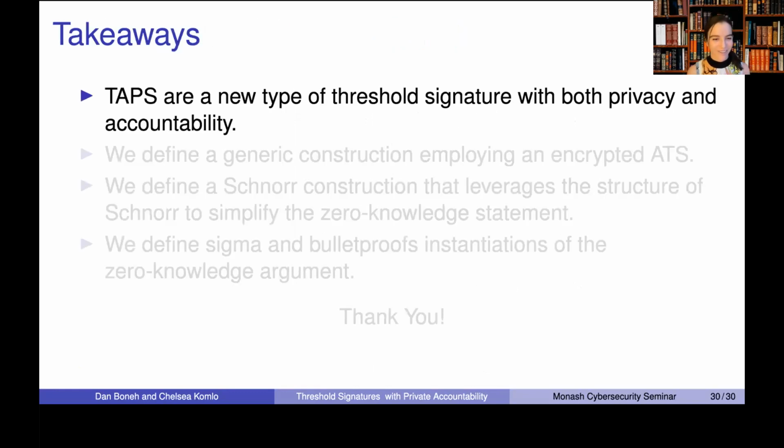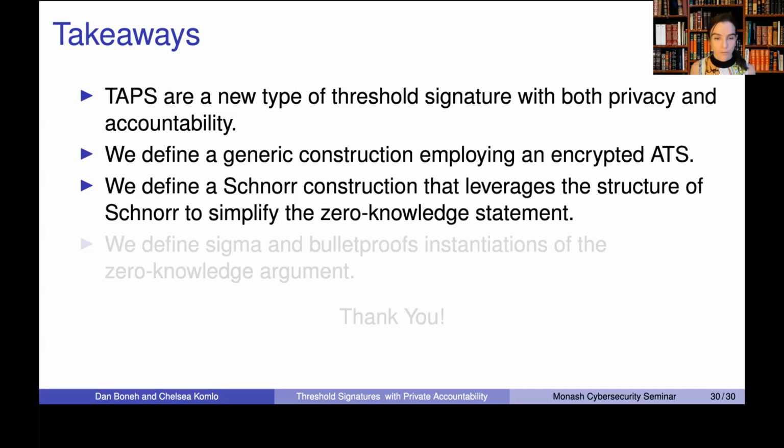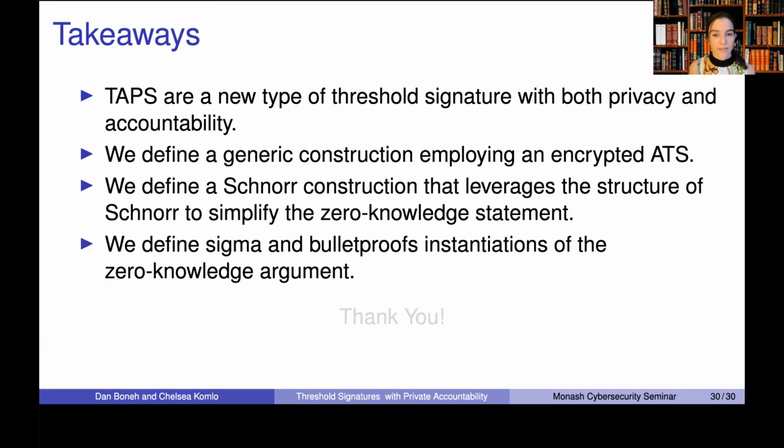I know we talked about a lot in this talk. So the overall takeaways are that we introduced TAPS. This is a new type of threshold signature, and it is able to ensure both privacy and accountability, whereas in the literature before, schemes provided one or the other, but not both. We then define a generic construction that employs an encrypted ATS. And then we also define a Schnorr construction. But what's nice is we do deviate from our generic construction a bit in order to have a simpler zero knowledge statement. And then we define Sigma and Bulletproof instantiations for our zero knowledge arguments.